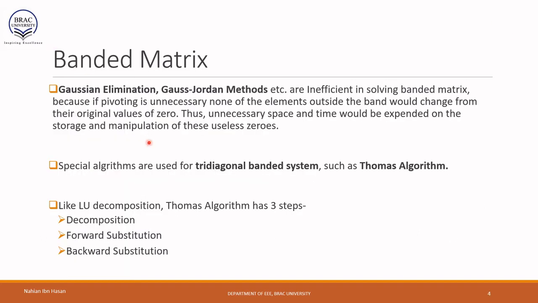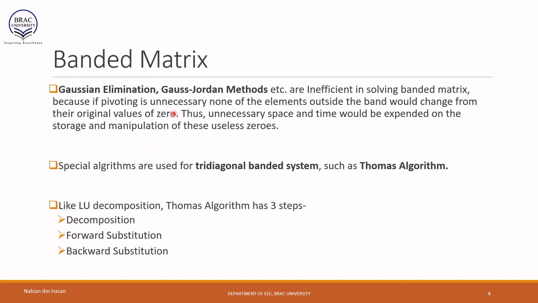Most of the elements in a tridiagonal system are 0 except along a band of width 3. So if you use the Gaussian elimination method or the Gauss-Jordan method, the pivoting is not necessary because most of the elements are 0. You would only waste a lot of time calculating those rows where most of the elements are 0. So Gaussian elimination and Gauss-Jordan methods are not preferable for such systems. That's why we are going to use the Thomas algorithm. Tridiagonal banded systems are most suitable to be implemented with the Thomas algorithm.